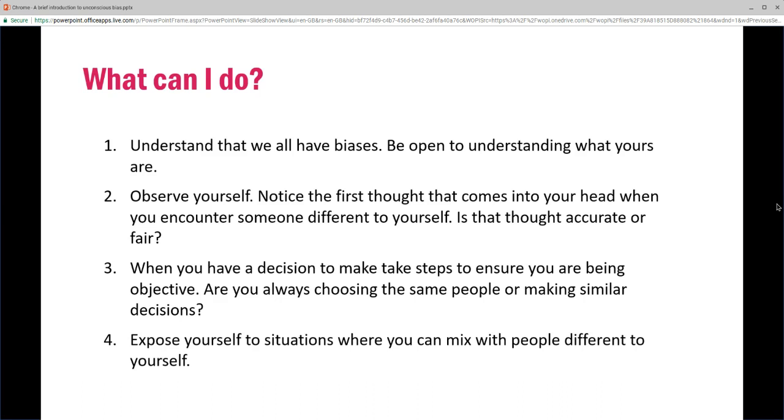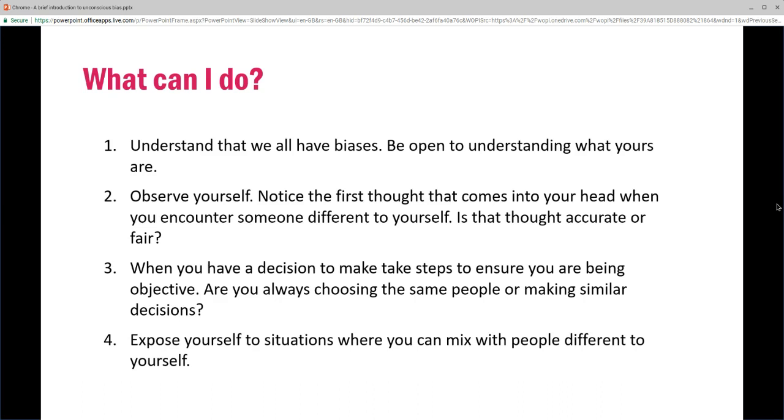When you have a decision to make, take steps to make sure you're being objective. Are you always choosing the same people or making similar decisions? Maybe review decisions that you made in the past. Look around your social circle, your professional circles. Are you gravitating towards the same people? When you make decisions, are there other steps you can take to make sure you're being objective? Can you take identifying information off of CVs, for example, or appraise people's performance without actually seeing the identity of them?